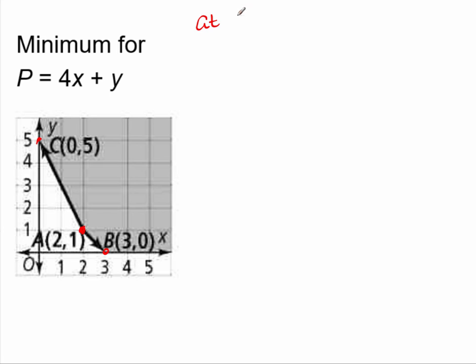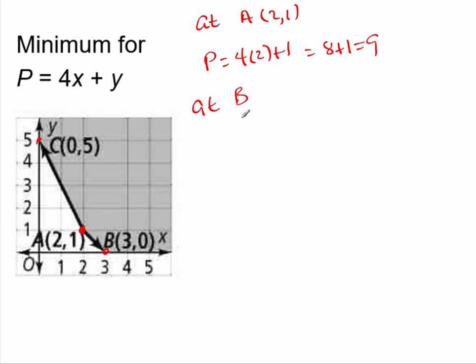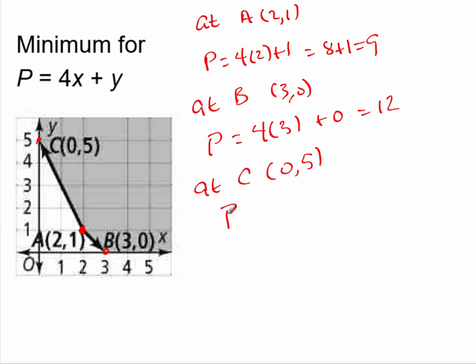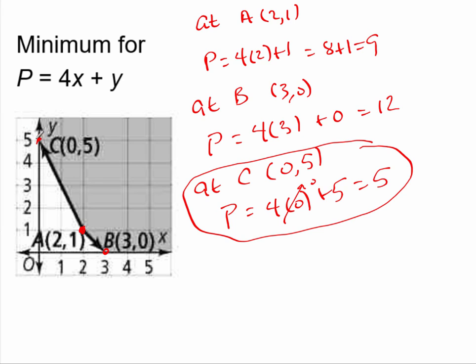So at A, which is 2, 1, P is 4 times 2 plus 1, which is 8 plus 1, or 9. At B, which is 3, 0, P is 4 times 3 plus 0, so this is 12. And then at C, which is 0, 5, P is 4 times 0 plus 5, so this is 5. So the minimum will occur at C, at 0, 5, given these constraints.